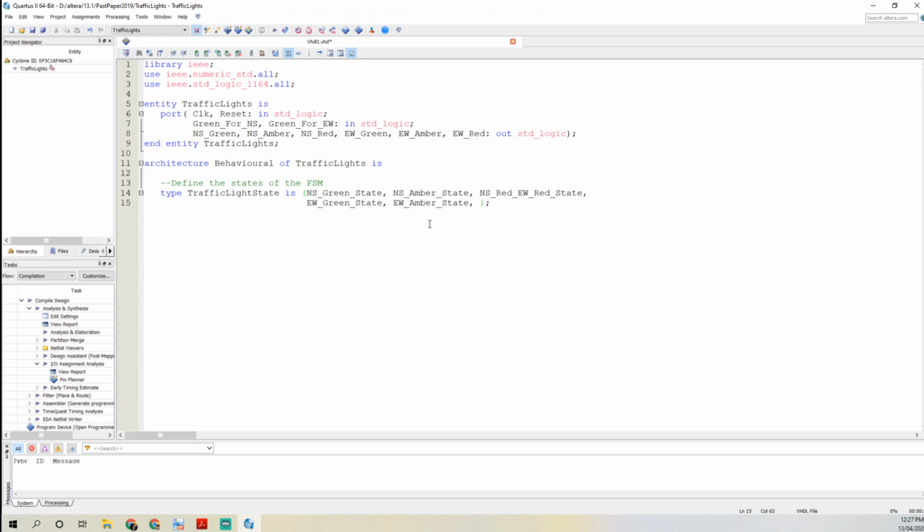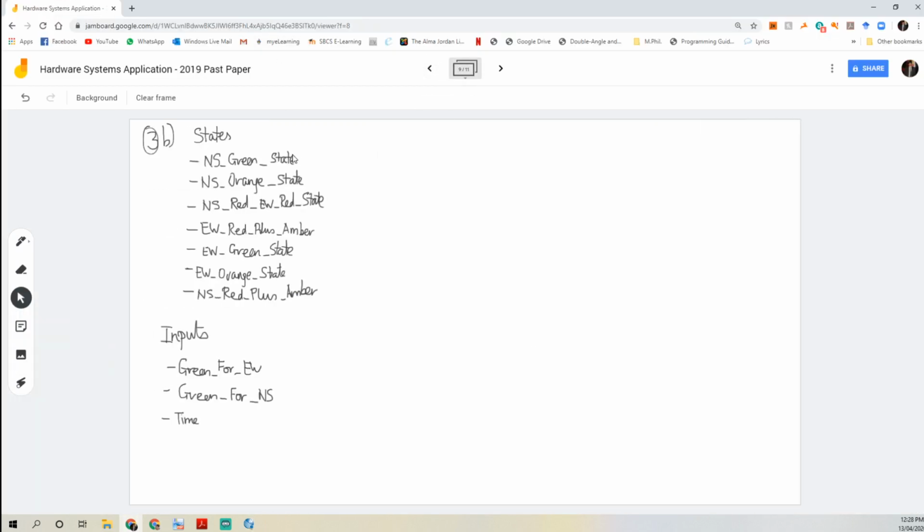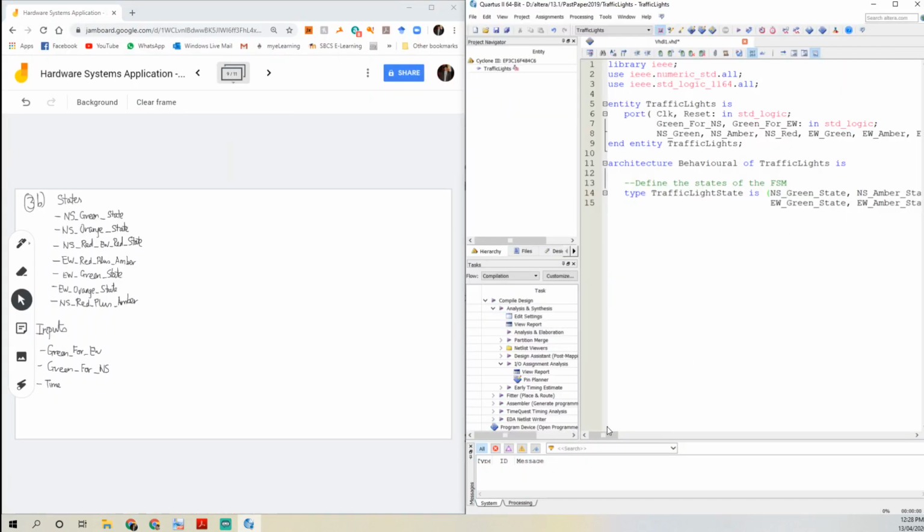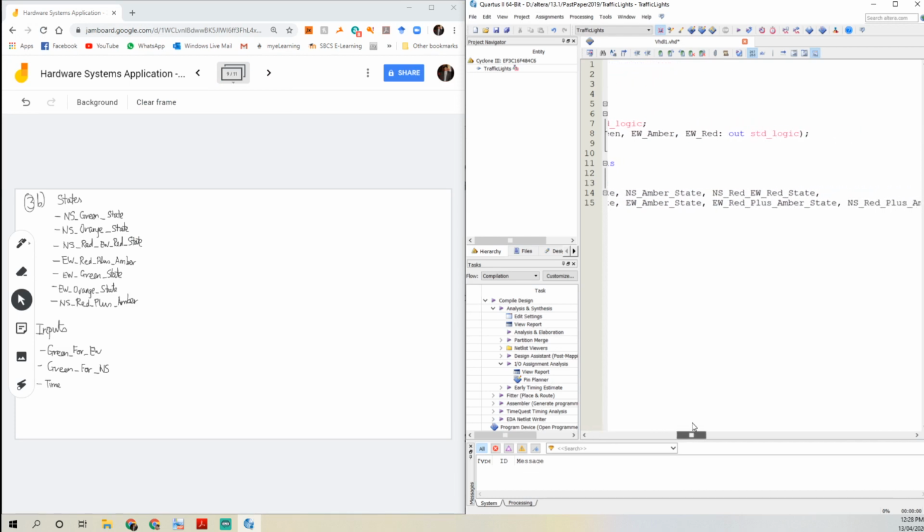I'm gonna have that east-west red plus amber, and I'm gonna have that north-south red plus amber. All right, let me just put the underscore state here to kind of stick with the convention. So let's see. We had 1, 2, 3, 4, 5, 6, 7 states. Let's just make sure we have all of those states listed there. We have 1, 2, 3, 4, 5, 6, 7.